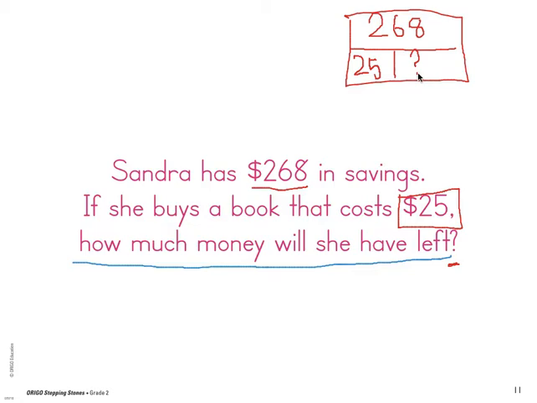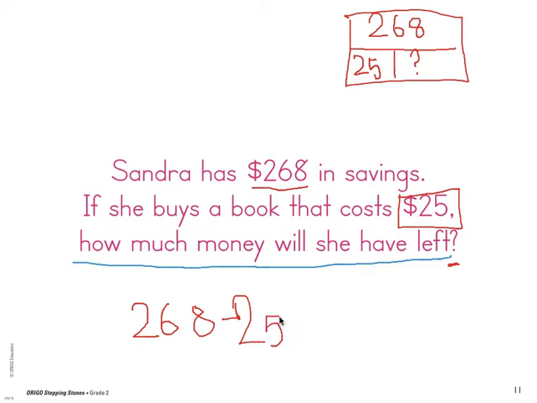And think about it, right? If you have $268 in your hand and you give 25 of that to the store clerk, you're taking it away, right? And you want to know how much money you have left? You have to subtract the $25 away from 268. So our equation becomes 268 take away 25.